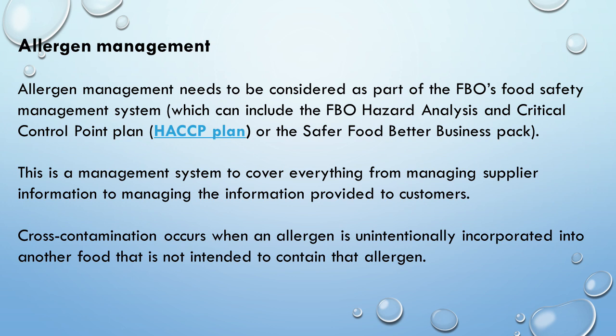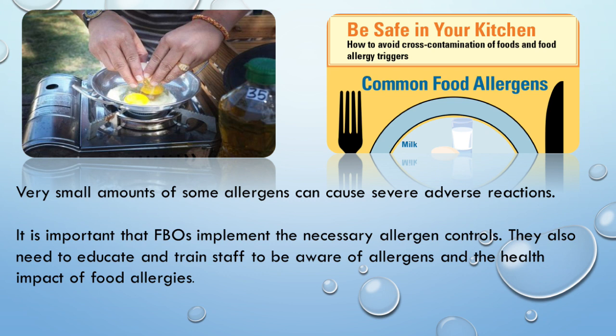So what is cross-contamination? Cross-contamination occurs when an allergen is unintentionally incorporated into another food that is not intended to contain that allergen. A very small amount of some allergens can cause severe adverse reactions. Some examples of allergen cross-contamination were provided in Module 1. It is important that FBOs implement the necessary allergen controls. They also need to educate and train staff to be aware of allergens and the health impact of food allergens.